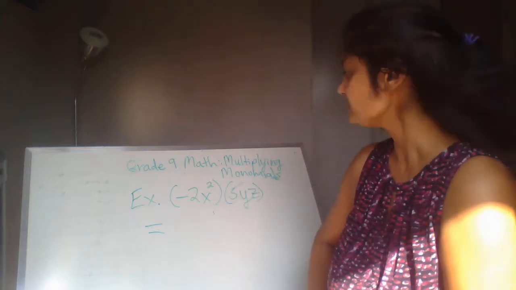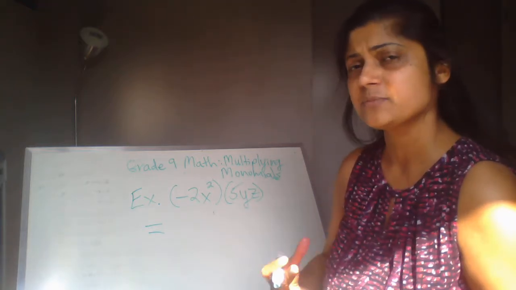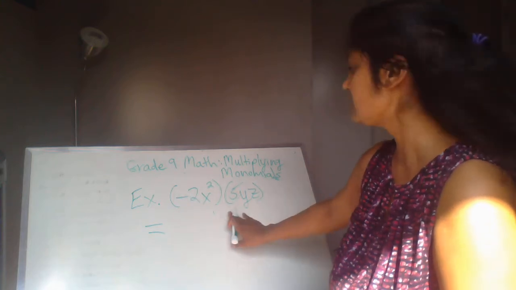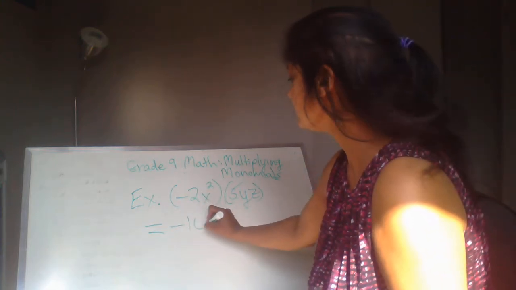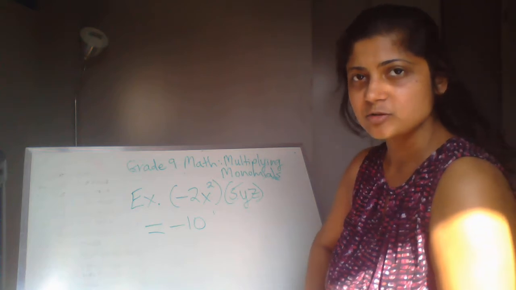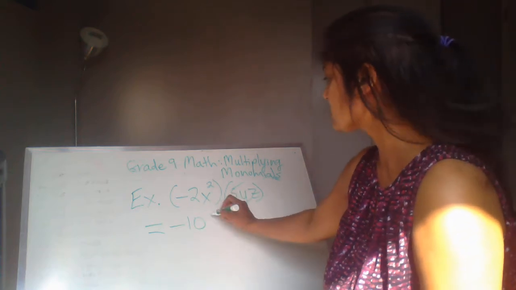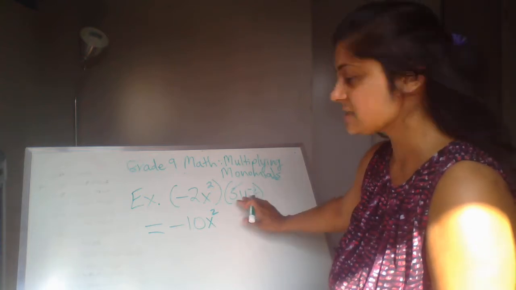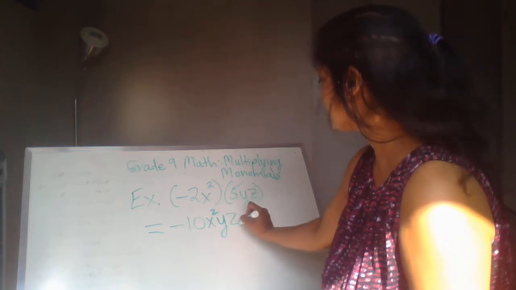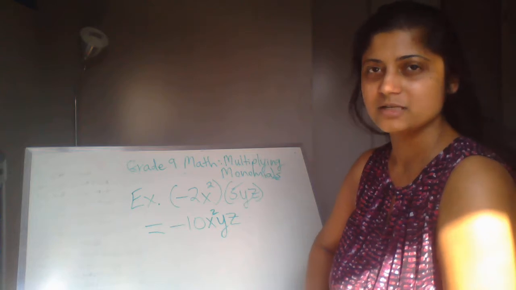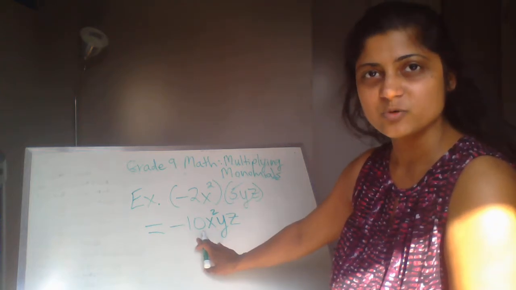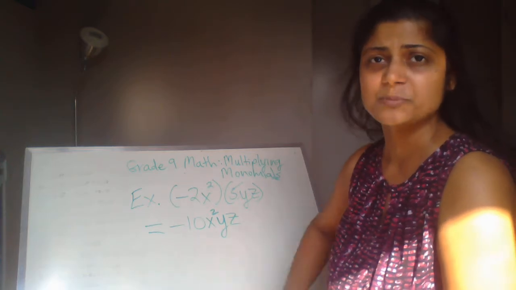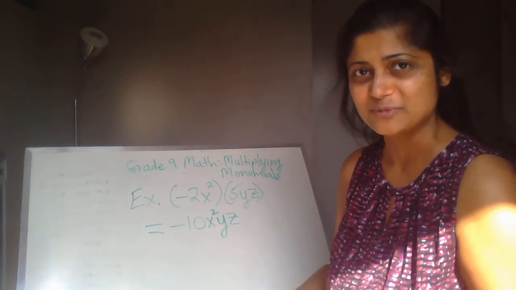Okay? And again, you can see that the steps are basically the same. I'm going to multiply the numbers. So I'm going to do negative 2 times 5, so negative 10. And I notice again there are no like terms here. I have x squared. In the second brackets, it's yz. So I'm just going to put the y and z together. Okay, so the answer is negative 10 x squared yz. Okay? And this is a very simple method of basically just multiplying the monomials.